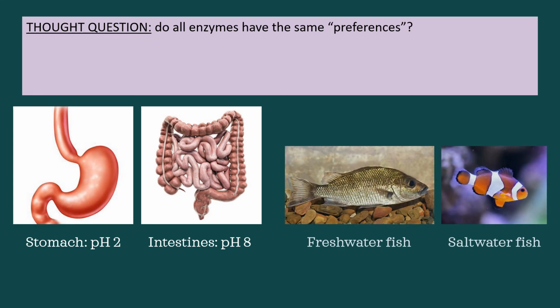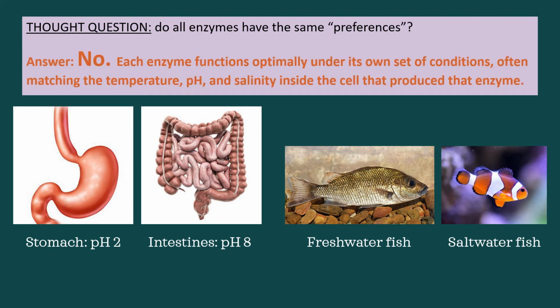Do you expect these enzymes to have the same preferred pH? Or how about this second example? Think about the enzymes operating in freshwater fish versus saltwater fish like Nemo here. Do you think they have the same preference for salinity? So the answer to the thought question is no. Each enzyme functions optimally under its own set of conditions, often matching the temperature, pH, and salinity inside the cell that produced that enzyme.